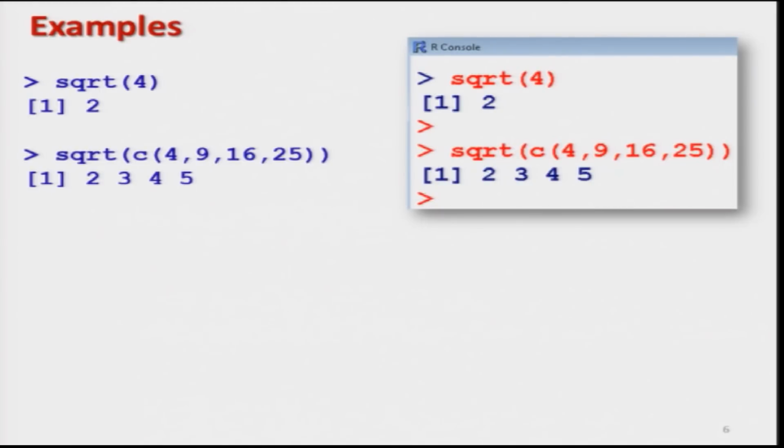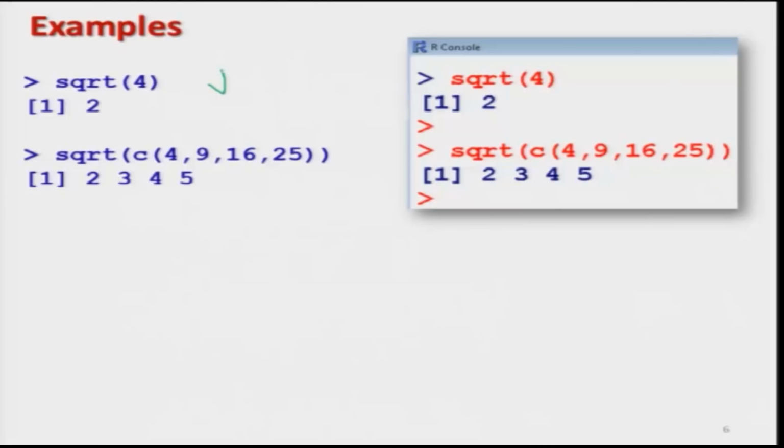For example, in case you want to find out the square root of any value, suppose I want to find out the square root of 4. In this case I simply have to write SQRT and inside it the single value 4. And if you try to see it here, this value will come out to be 2.